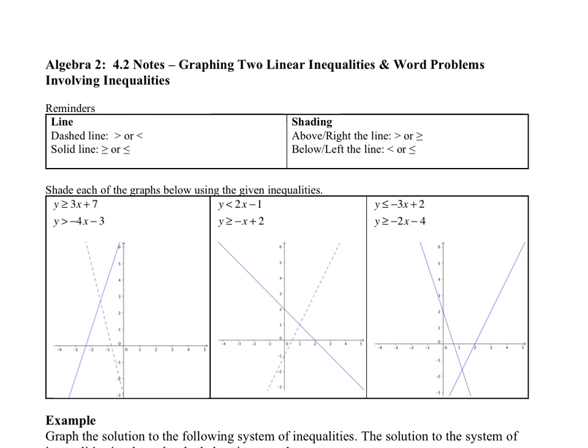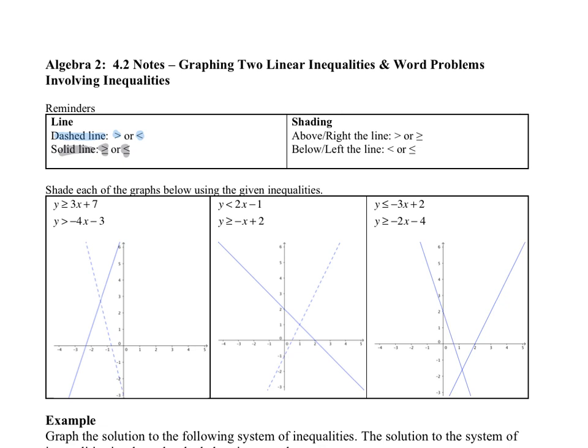So reminders that come up here are that when you are graphing an inequality, you have to graph the line like you normally would, but you have to determine whether the line is dashed or solid. So remember, a dashed line is when it is the greater than or the less than sign. And a solid line is when you have the greater than or equal to or the less than or equal to.